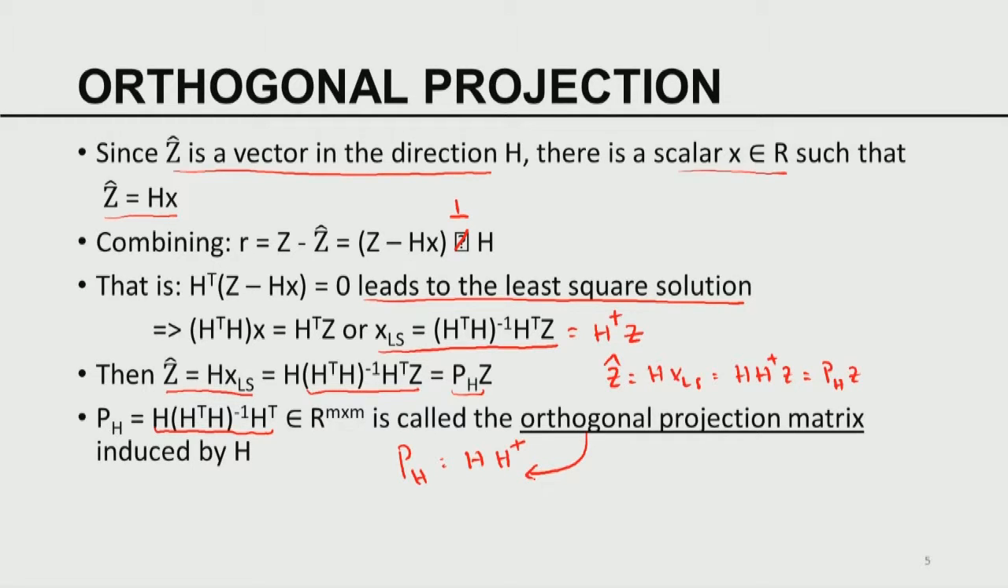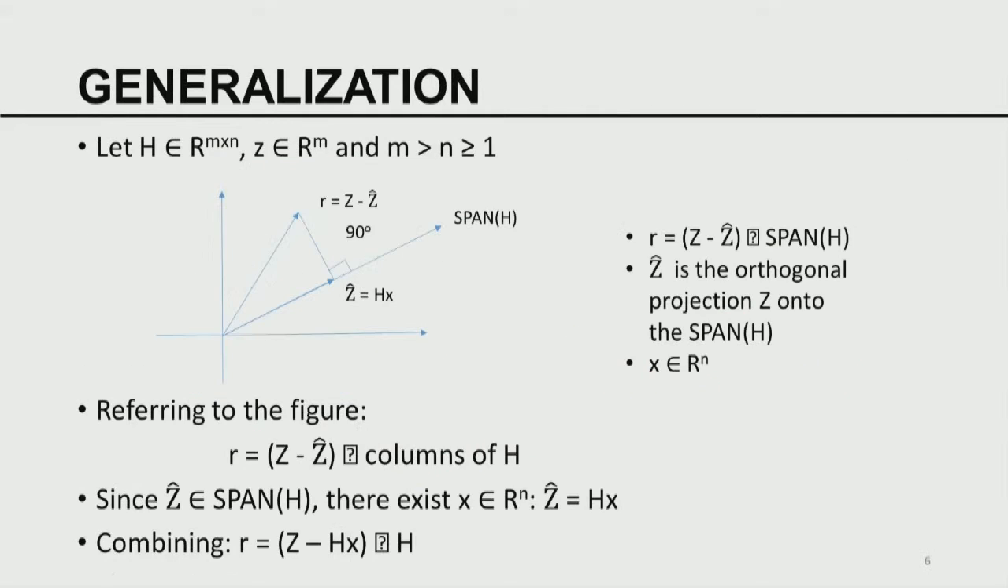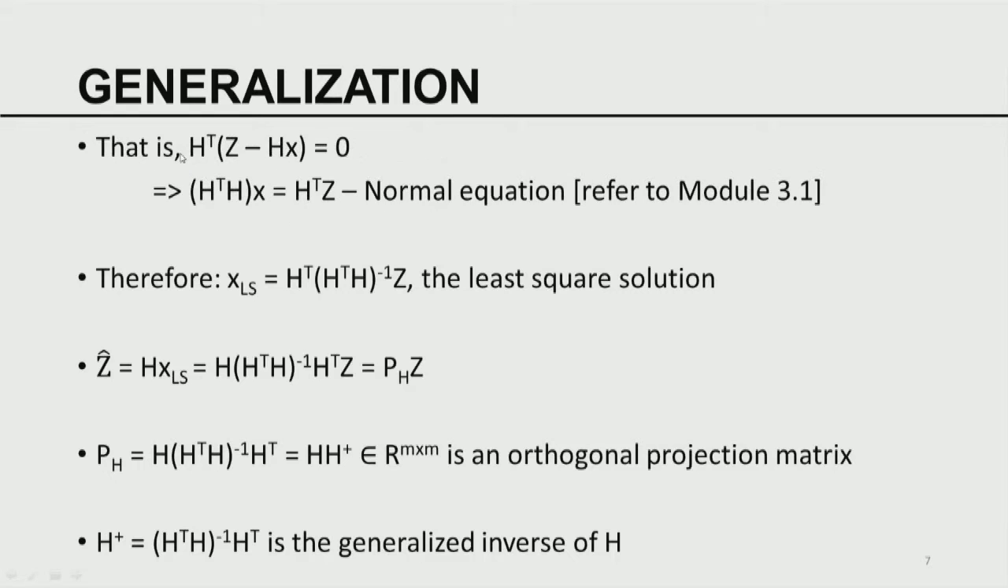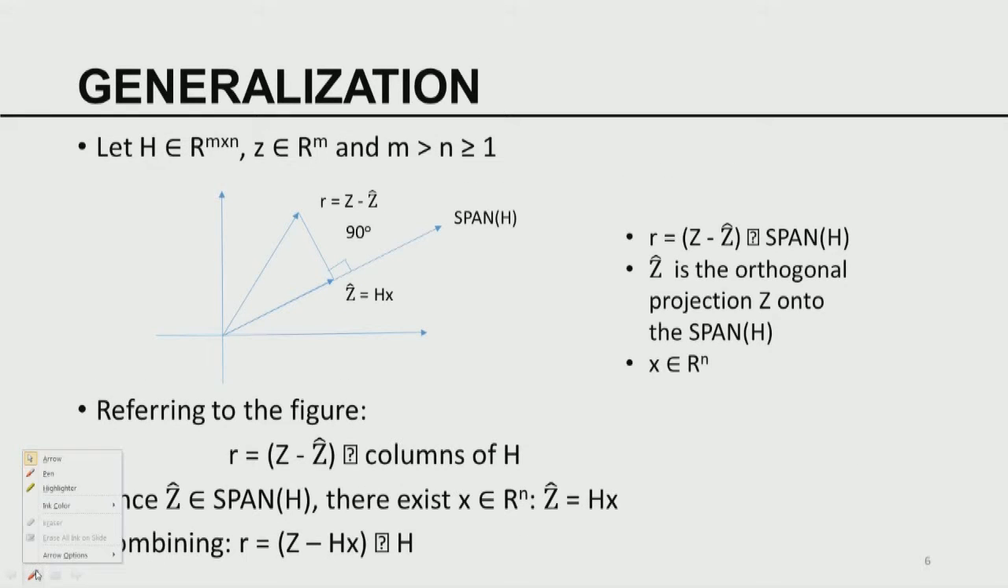It is a very simple geometric fact we all learn when we are first introduced to geometry in high school. So what is the generalization of this? Now let us consider H, in this case, as an m by n matrix, with m rows and n columns. The previous analysis was a special case when n is 1. Now m greater than n, which is greater than or equal to 1, is the generalization of that. Let z be a vector in R^m.